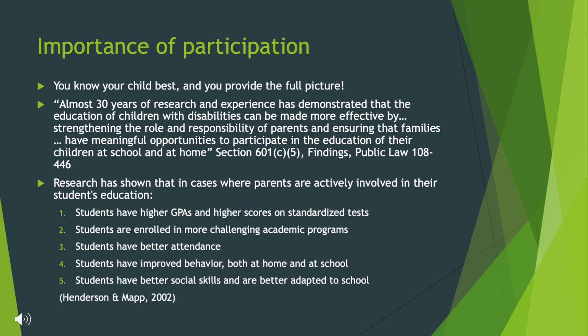Now we're going to look at 5 different findings that research has consistently shown over the last several years. Research has shown that in cases where parents are actively involved in their students' education, first, students have higher GPAs and higher scores on standardized tests. Second, students are enrolled in more challenging academic programs. Third, students typically have better attendance. Fourth, students have improved behavior, both at home and at school. And fifth, students have better social skills and are better adapted to school.